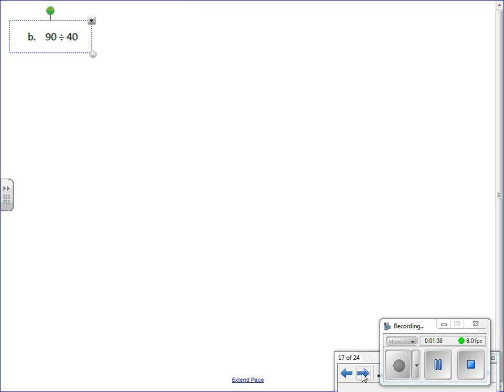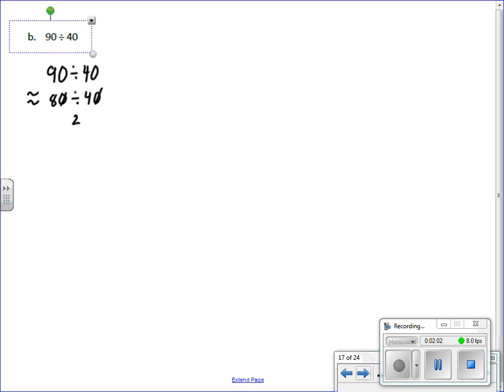Okay, here we go. Letter B. We have 90 divided by 40. So we're going to start with 90 divided by 40. I'm going to estimate it, so I'm going to change it to 80 divided by 40. I'm going to cancel. I'm going to cancel. And 4 goes into 8 two times. So I'm thinking my answer is going to be about 2.